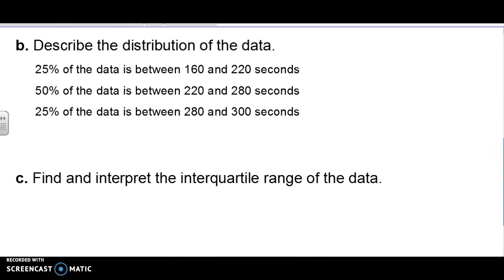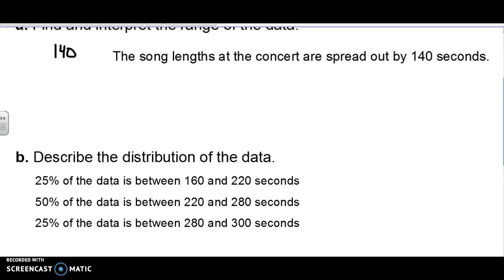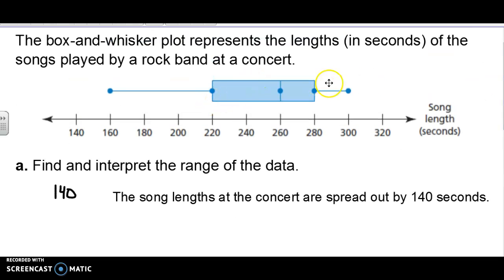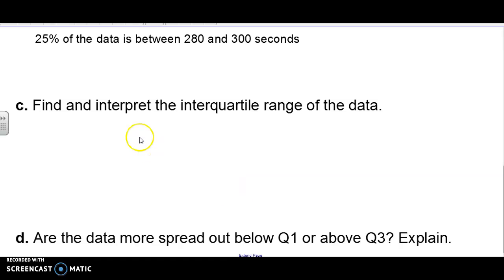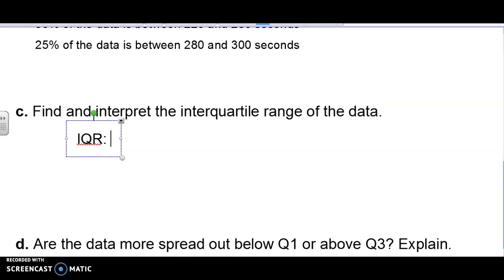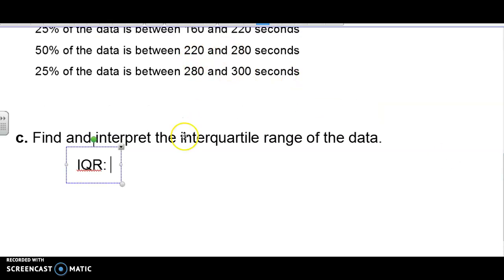And then for C, find and interpret the interquartile range. The interquartile range is between the first quartile and the third quartile. So the difference between it, which would be from 220 to 280, which is 60. So interquartile range is represented by IQR. That's IQR as interquartile range. The interquartile range for this one, again, is the middle 50% of the data. So from 220 to 280, which is 60 seconds.